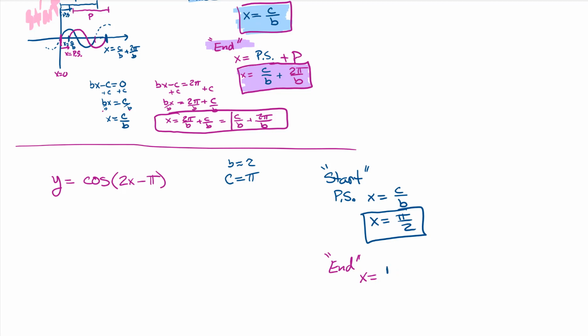Where we start plus what's the period? So let's go find the period. The period is 2 pi over b. Our b is 2, so our period is equal to 2 pi over 2. But what's that equal? Pi.